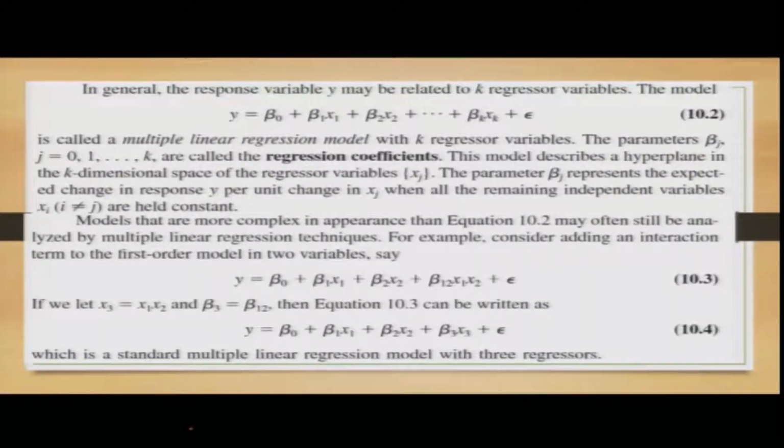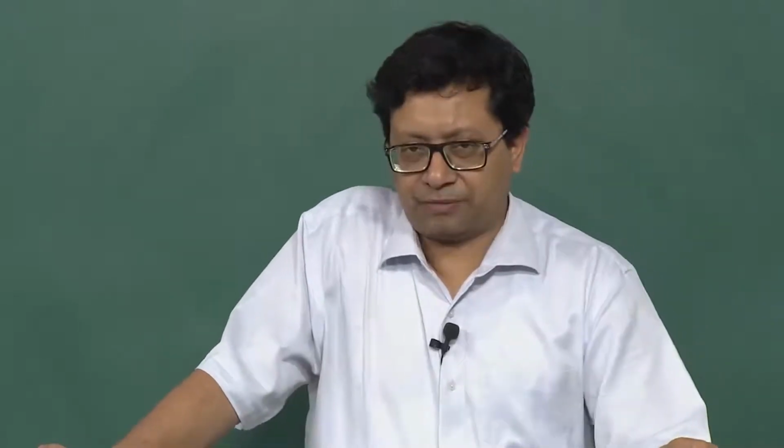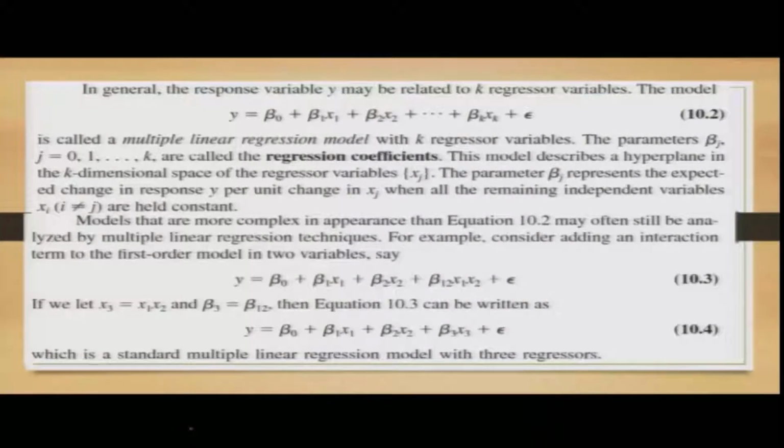In general, the equation can be expanded. Now, we have a multiple linear regression with k independent variables, y is equal to beta naught plus beta 1 x 1 plus beta 2 x 2 plus dot dot till beta k x k plus epsilon, which is the error. This is the multiple linear regression model with k regressor variables. The parameters beta j, where j is equal to 0, 1, 2, 3, 4 till k, are called the regression coefficients.